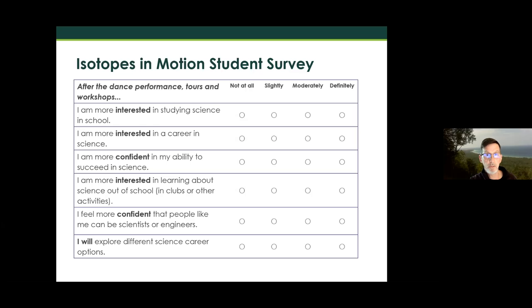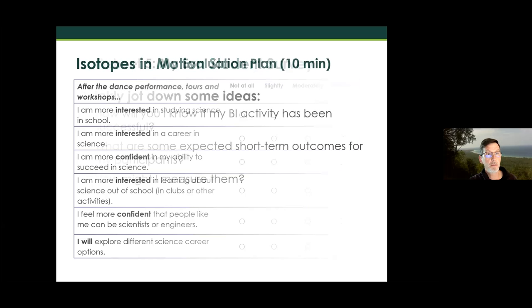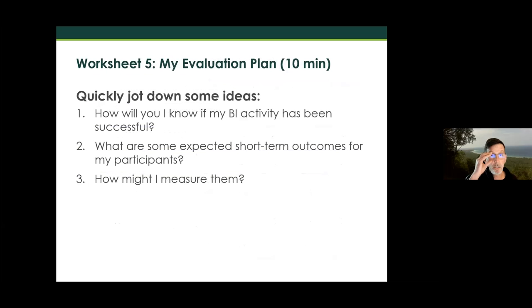I am going to skip over this next activity in the interest of time, but I encourage you to do it on your own time. We don't have the time to do it today, but think about how you'll know if your BI activity has been successful. And when you do that, go back and look at your worksheets and look at the intended impacts that you wrote down in worksheet one, as well as the audiences and activities, and think, how will I know if my BI activity has been successful? What are some short and long-term outcomes that might be reasonable to expect, and how might you measure them?